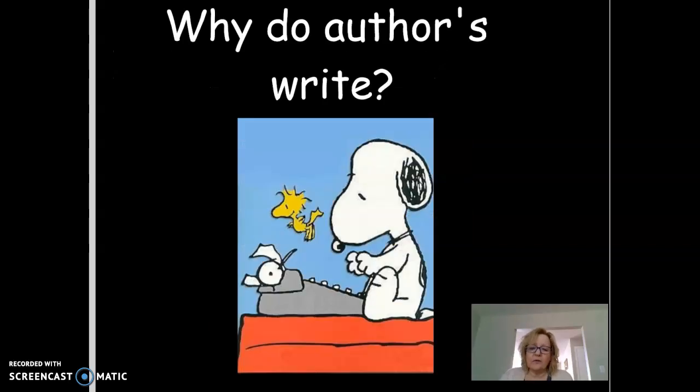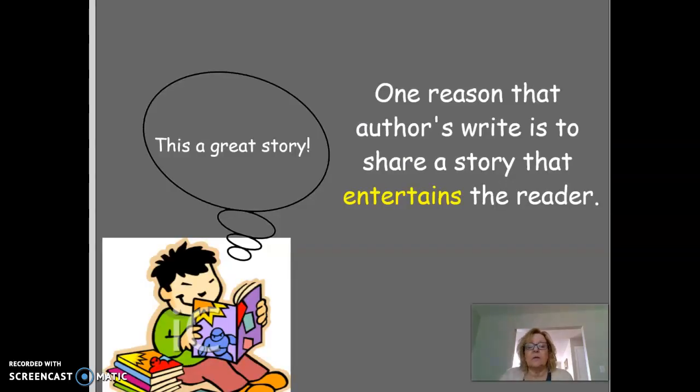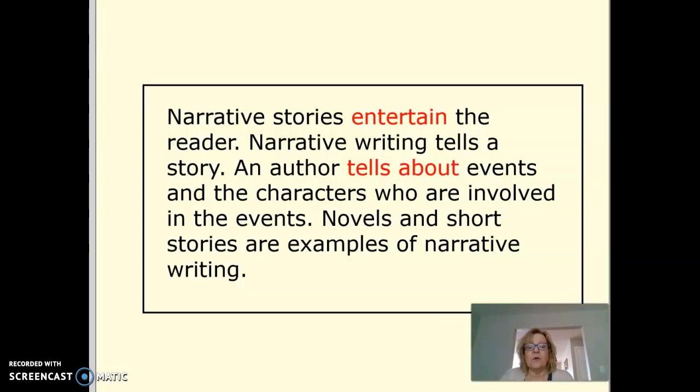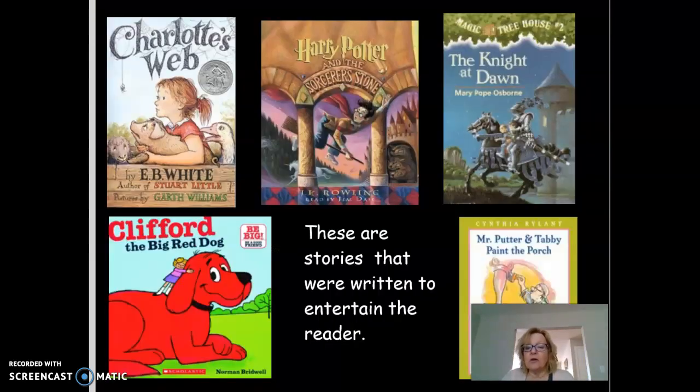So why do authors write? One way is they write to entertain. They want to share a story in order to entertain the reader. So narrative stories, a narrative would be a story that tells about events in a character's life. Novels, chapter books, short stories is when you have characters who are involved in the events. That's a narrative to entertain. These are all examples of stories written to entertain the reader.